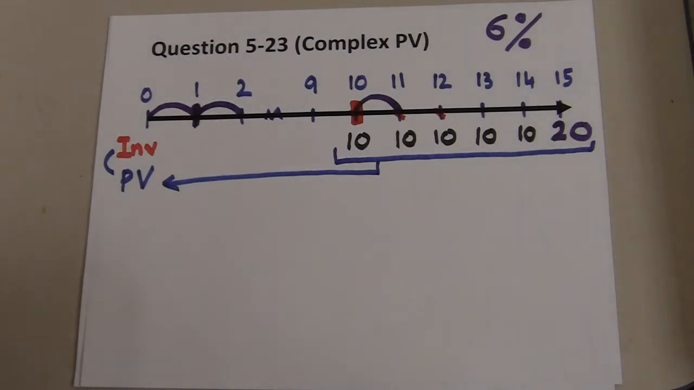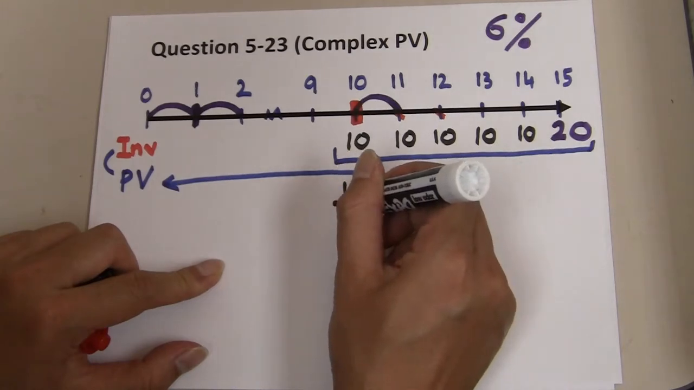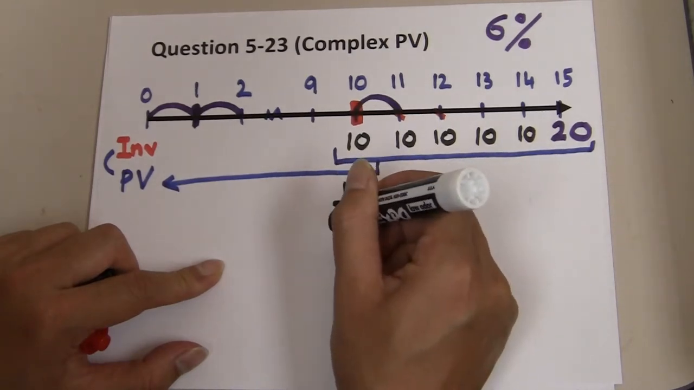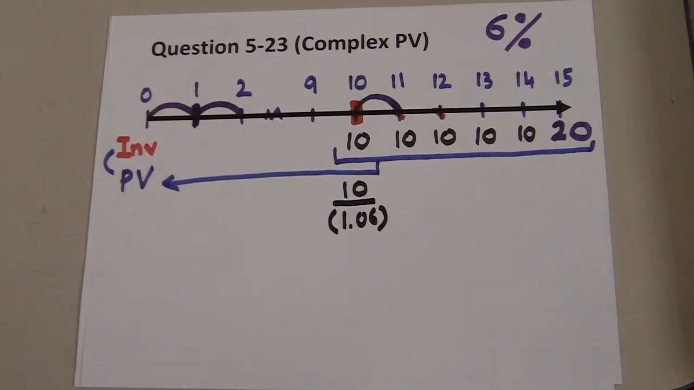So the PV must be equal to 10 divided by 1 plus 6% raised to power what? Which power? 10, 11, or 9?